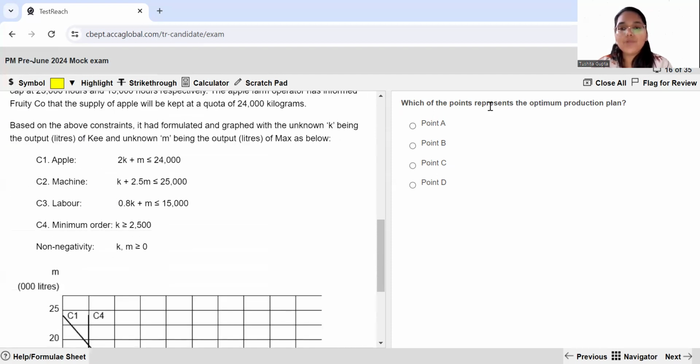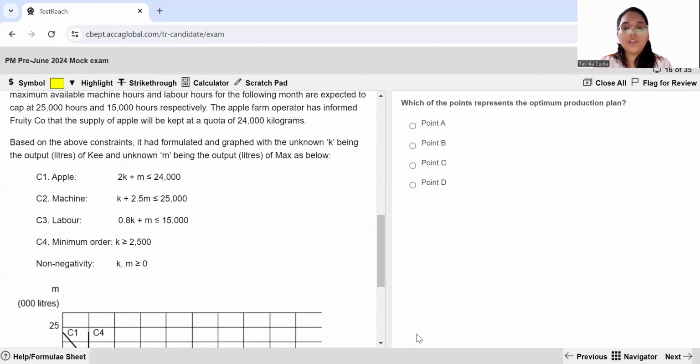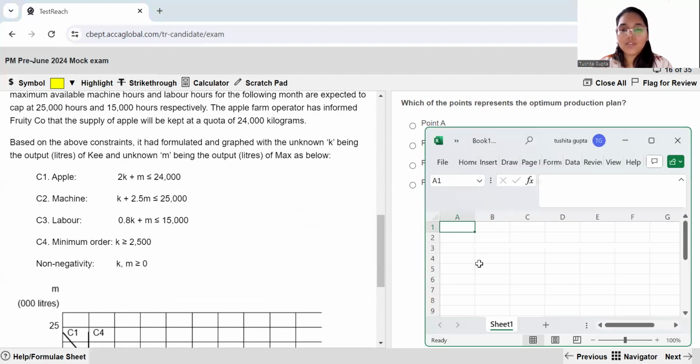Now the first requirement wants you to find out the point which tells you the optimum production plan. So what we're going to do is have these equations solved. I'll randomly pick any two equations and solve them together. What I will do over here is I take 2K plus M equals 24,000. This is known as your algebraic method. Although these are inequality constraints, I have put them equal just for the sake of arriving at a solution. K plus 2.5M equals 25,000. This is the first equation, and this is the second equation.